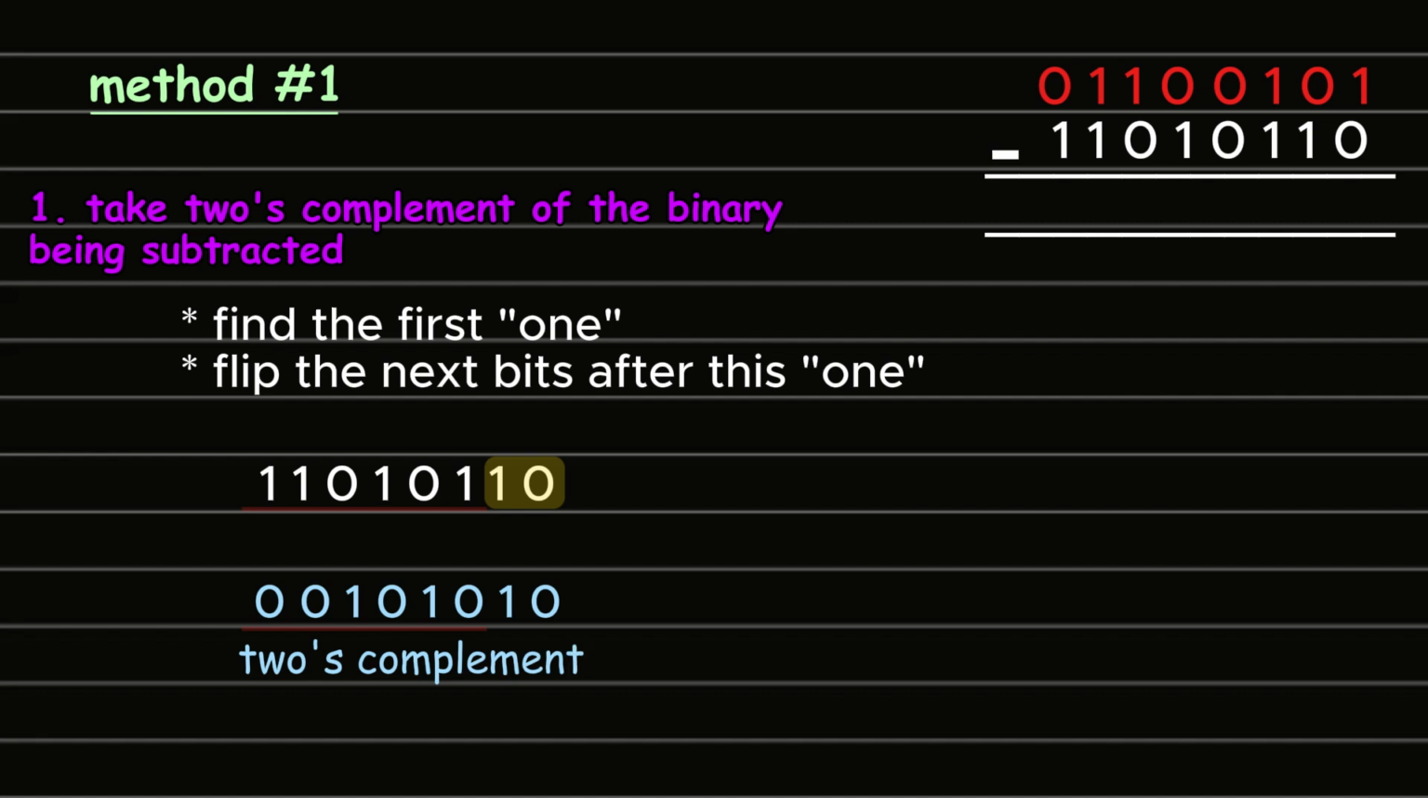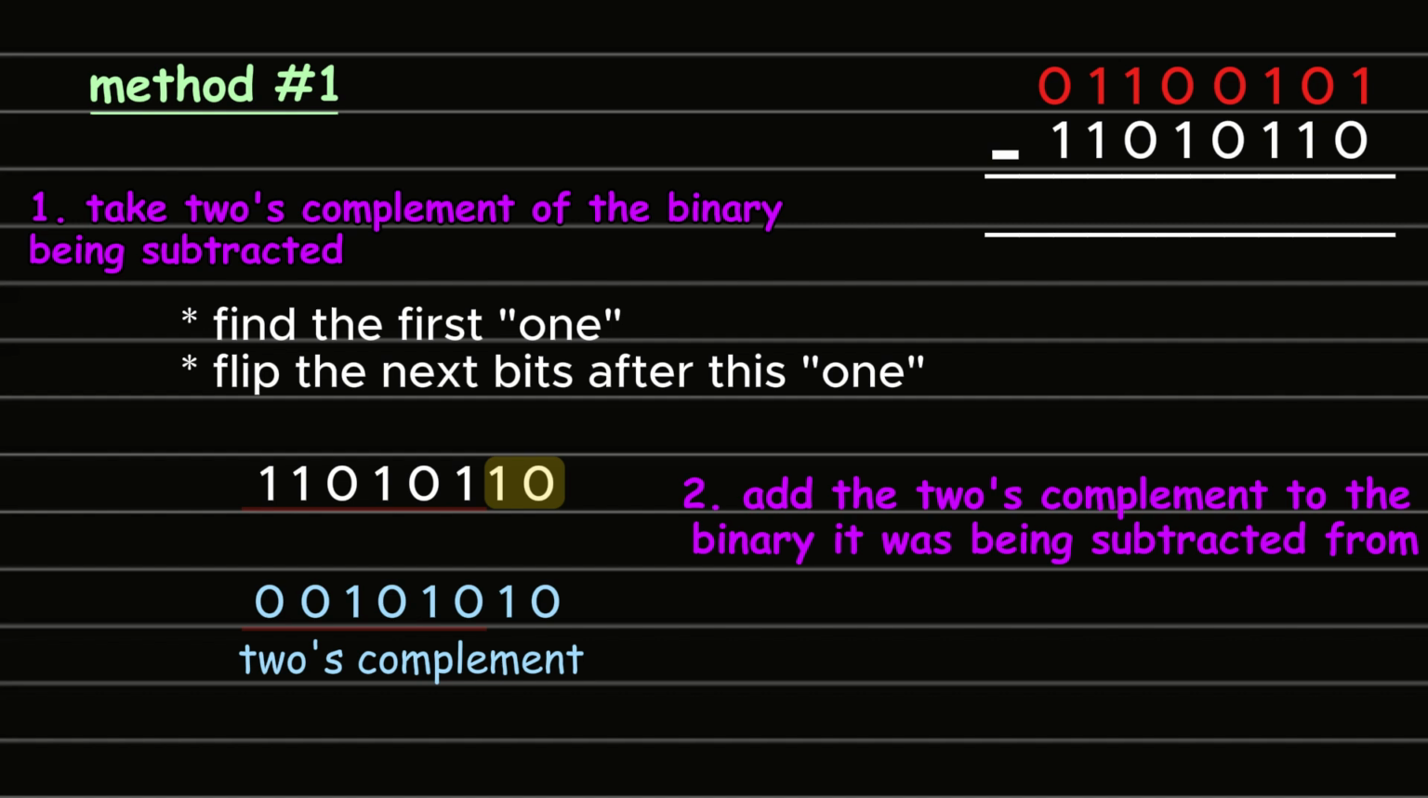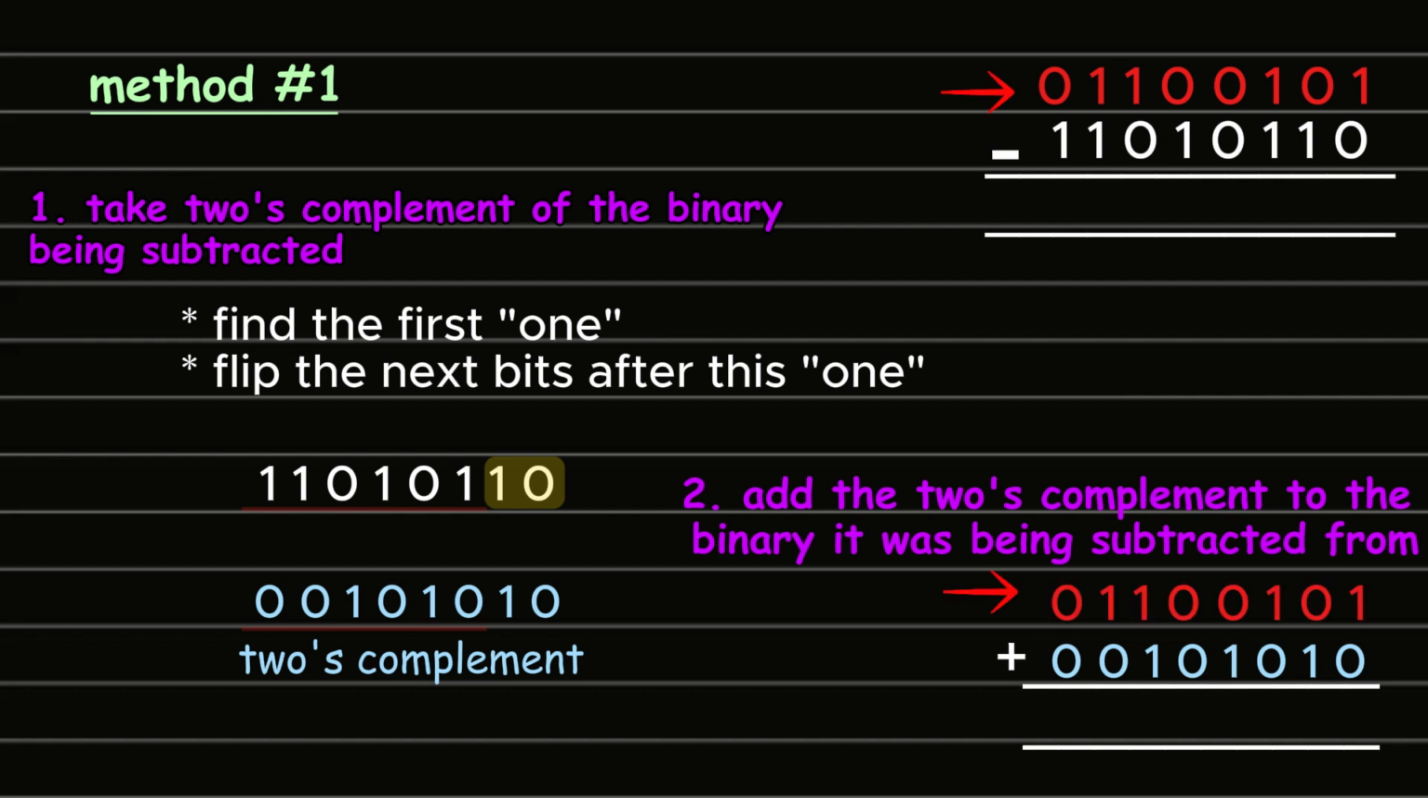Now the second step is to use the addition rules we learned in the previous video to add this 2's complement to the binary number that it was initially being subtracted from. Starting from the right, 1 plus 0 is 1. 0 plus 1 is 1. 1 plus 0 is again 1. And again 1. 0 plus 0 is 0.